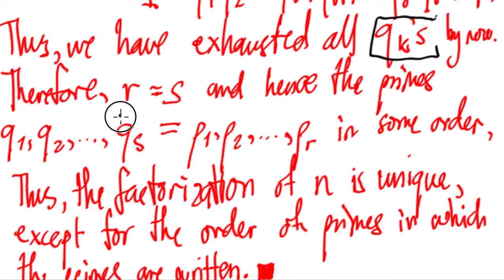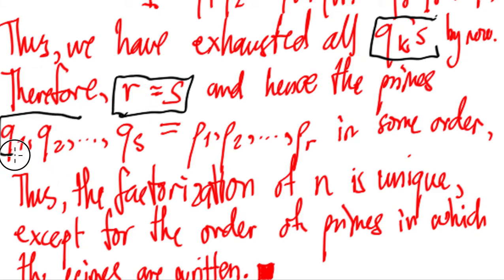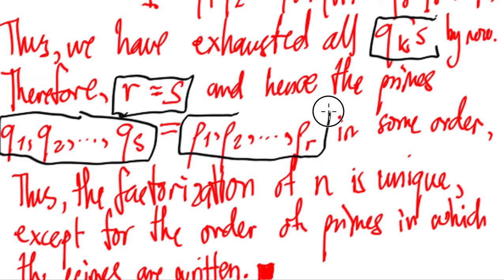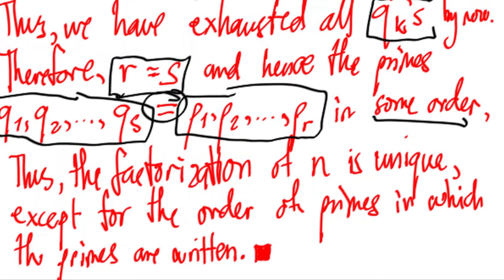Therefore, r is equal to s, because r can never be less than s. And hence the primes q sub 1, q sub 2 up until q sub s are equal to p sub 1, p sub 2 up until p sub r, in some different order. Thus, the factorization of n is always unique. That's a key word: it's unique.